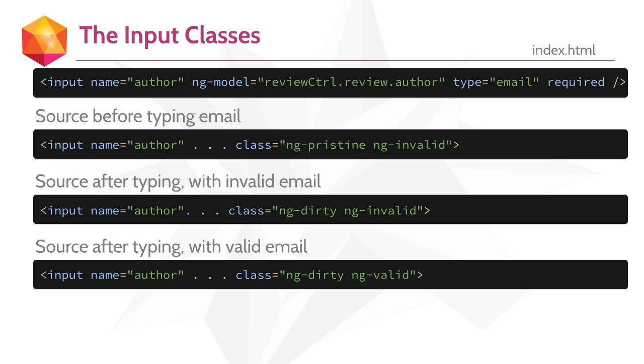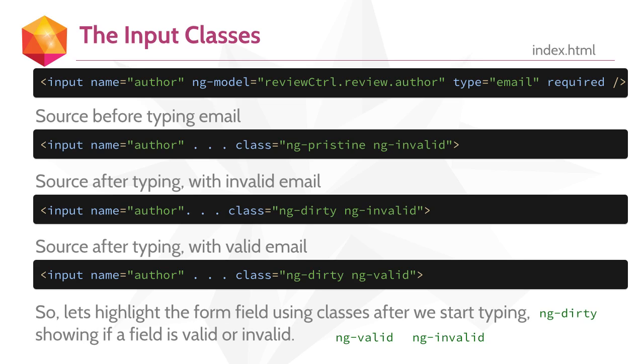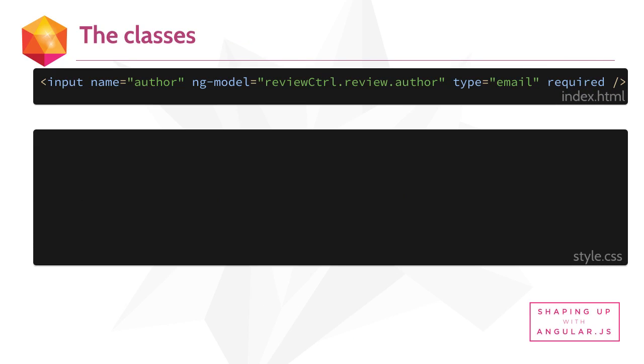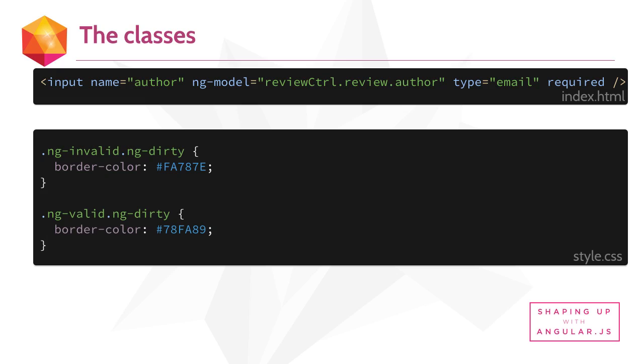So, with this in mind, let's highlight these form fields using classes after we start typing to see if a field is valid or invalid. So let's jump in and write some CSS. We can check to see if it's invalid and dirty, then we'll use one border color, this is red, and if it's valid and dirty, we'll change it to green.